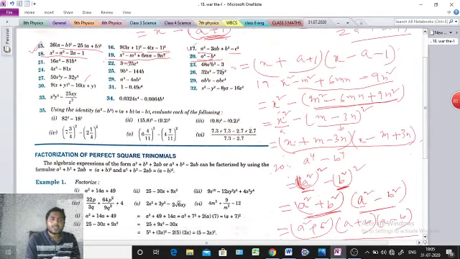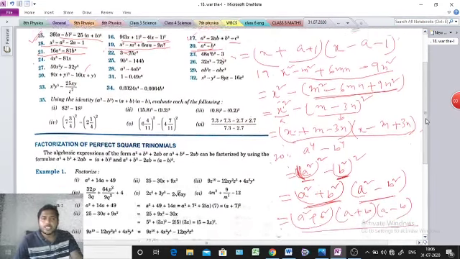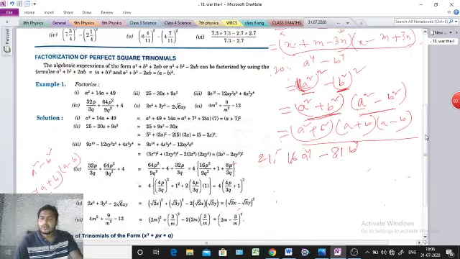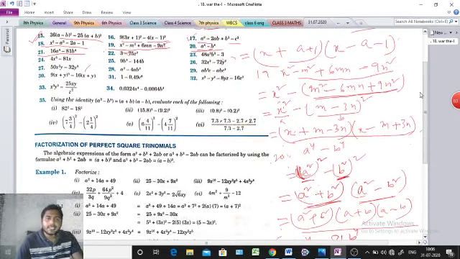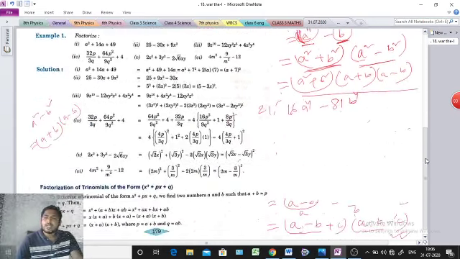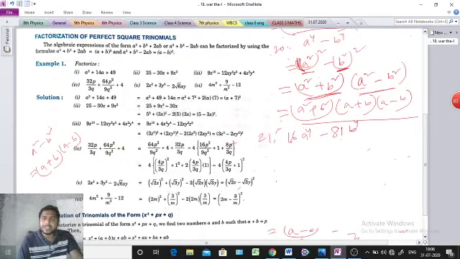Next question, question number 21. It is 16a to the power 4 minus 81b to the power 4. This is the question. Clear? So how to do this one? Same problem, same as question 20.